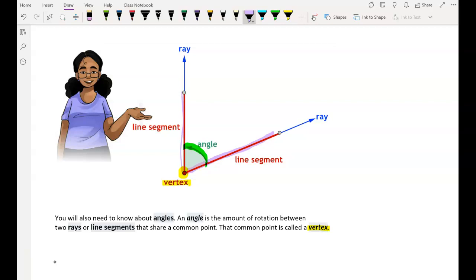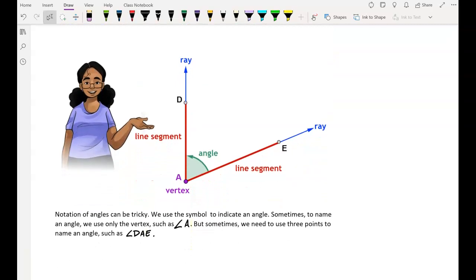Now, the difference between a line segment and a ray is that a ray has a starting point and goes on forever in one direction, but a line segment has an ending point and a starting point. But an angle is the amount of space in between those two segments, and it has that cool vertex. So you're going to definitely need to know these vocabulary words: line segment, angle, vertex, ray. All of those are important vocabulary words. Very, very important.